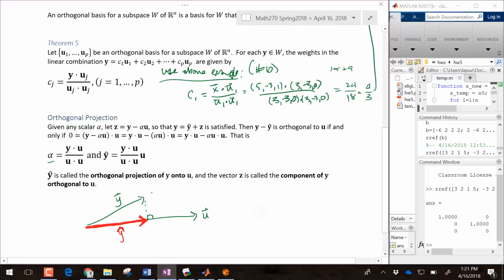So what we have here is that alpha is how you're going to scale u to get y hat, which isn't necessarily the length. I think that's the issue: in Calc 3, we looked at that coefficient as the length that's being scaled. So that's the difference. Alpha is what you multiply u by to get y hat.